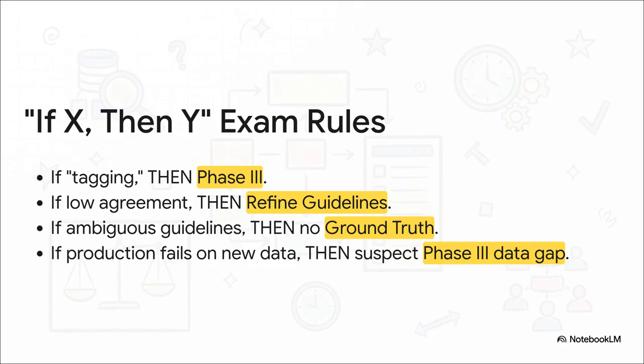If you see words like tagging or annotating, your brain should immediately go to phase 3. If the question mentions low labeler agreement, your first action is always to refine the guidelines. If the guidelines are vague, you know it's impossible to create true ground truth. And if a live model starts failing on new things, you should always suspect a data gap from phase 3.